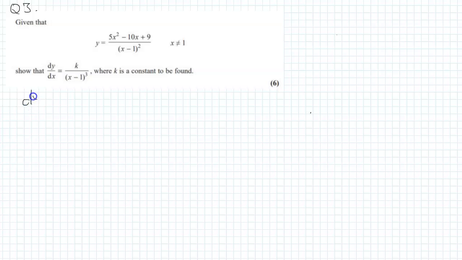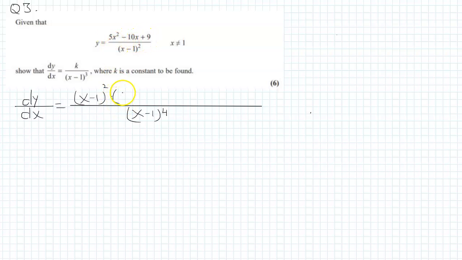So dy/dx is: the denominator is (x − 1)², so that means power 4, (x − 1)⁴. Then the differential of the numerator, so this is (x − 1)² times (10x − 10), minus the numerator, that is 5x² − 10x + 9, and the differential of (x − 1)², so that is 2(x − 1).